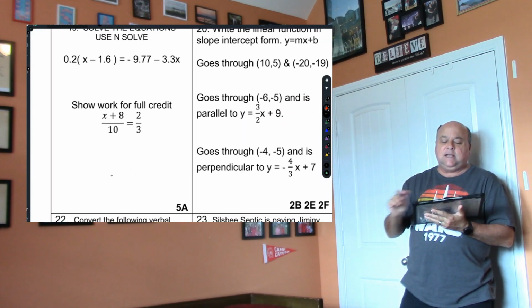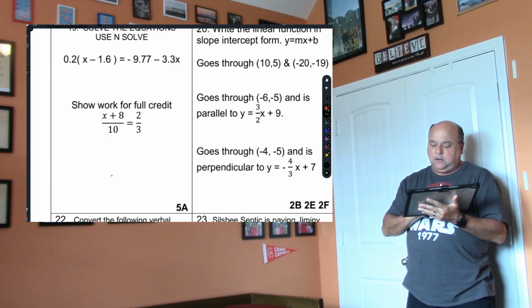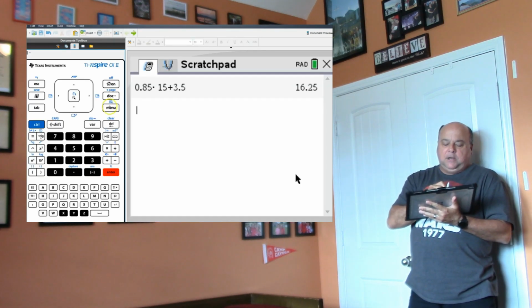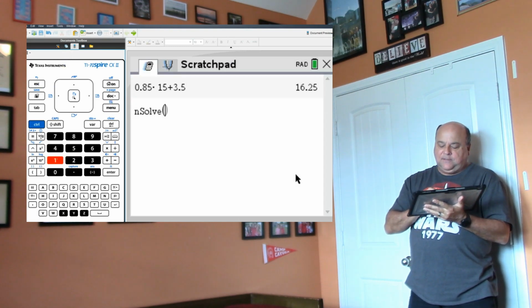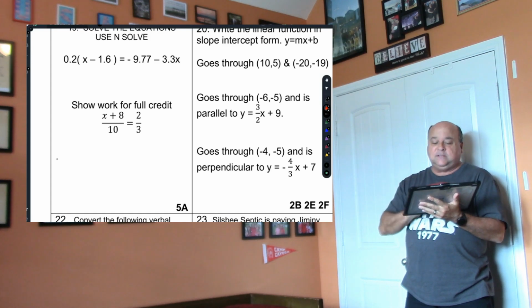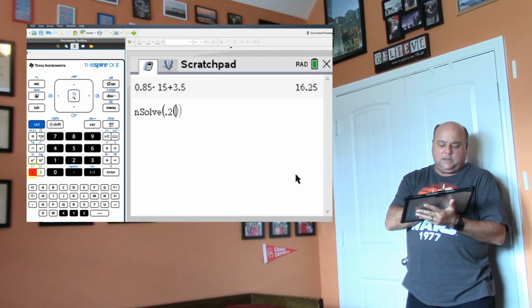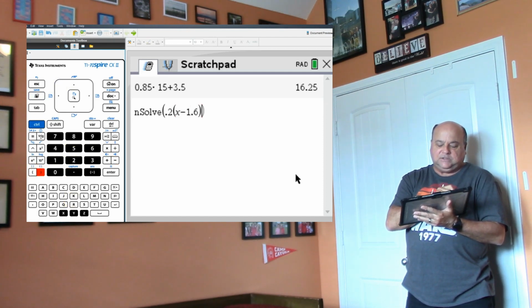Let's go over to number 19. We're going to put this into InSolve. So I'm going to get my calculator, and I'm going to hit menu 3, 1. Now then I need to get the equation, and I wish there was another way to do this. 0.2 parentheses x minus 1.6 close parentheses equals.